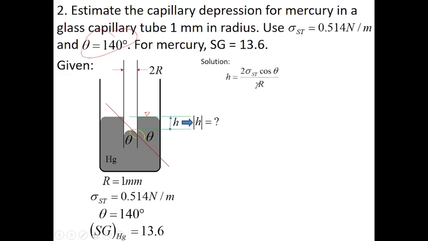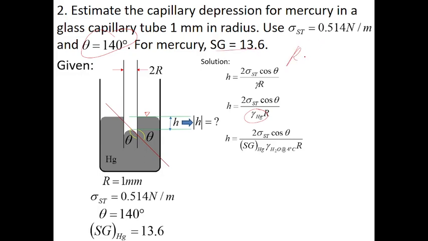Solution to the problem. Let's find for h, but let's find for the absolute value of h. But first we find for h, we solve. So take note that our substance is mercury, and the radius is indicated. Take note that the specific weight of mercury is not given in the problem. What is given is the specific gravity.